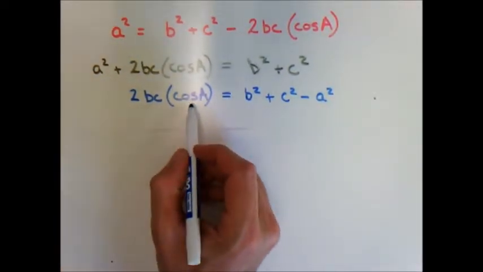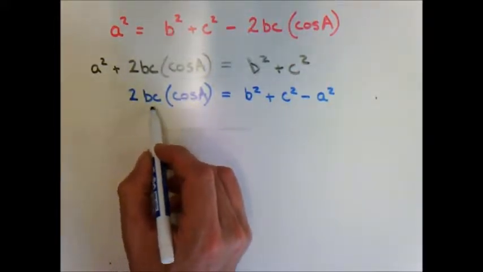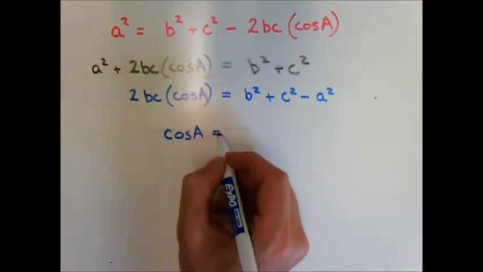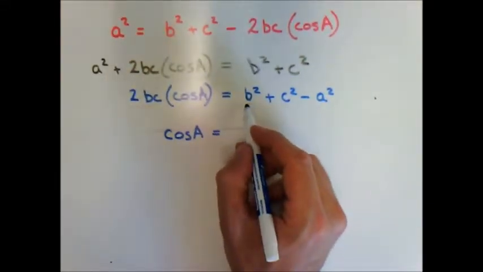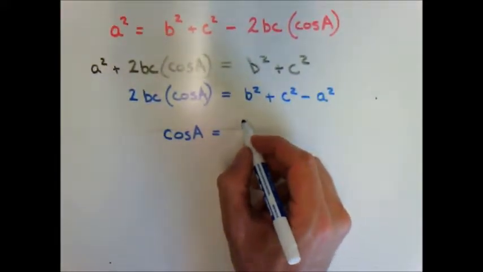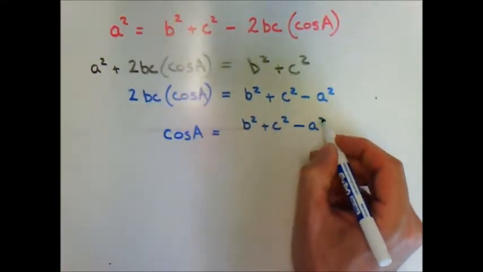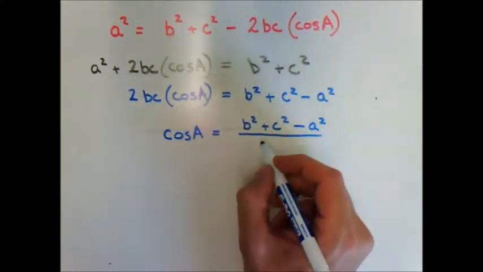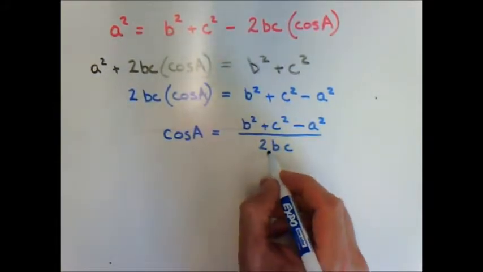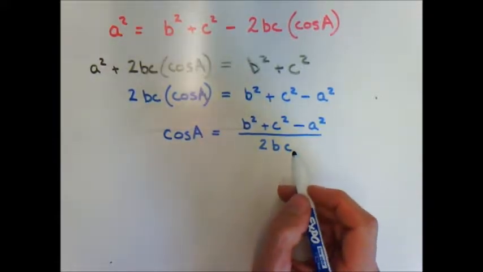Now I can divide this whole side by 2bc. If I divide this whole side by 2bc, all I'm left with is the cosine of A. And on this side, we have to divide this by 2bc. Then all this part stays in the numerator: b squared plus c squared minus a squared over 2bc. And all that means is 2 times the side length b times the side length c. And there we have it.